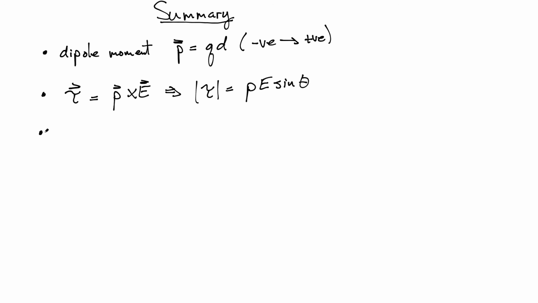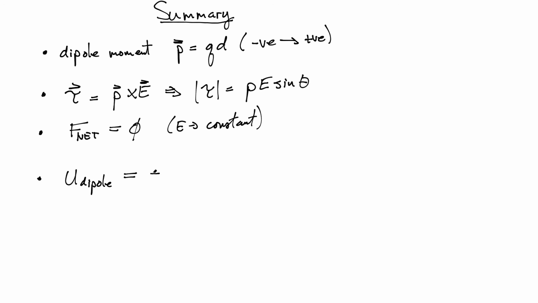The other important point was that the net force of a dipole in a constant electric field is 0. E is constant. Because you have equal and opposite forces, they don't produce a net force acting on the dipole. We also discussed potential energy, and we looked at a case where the dipole was placed in a constant electric field, and for that case the potential energy of the dipole is simply minus P dot E. If you expand that scalar product, you simply have PE cos theta.